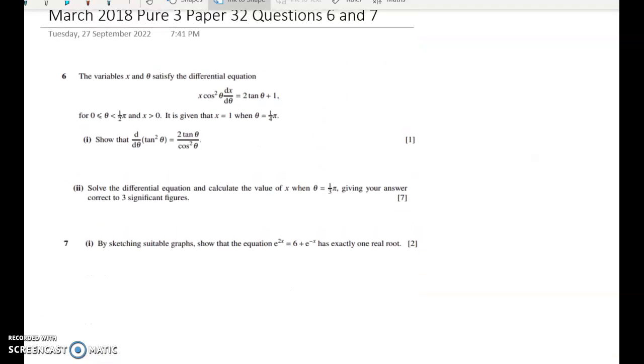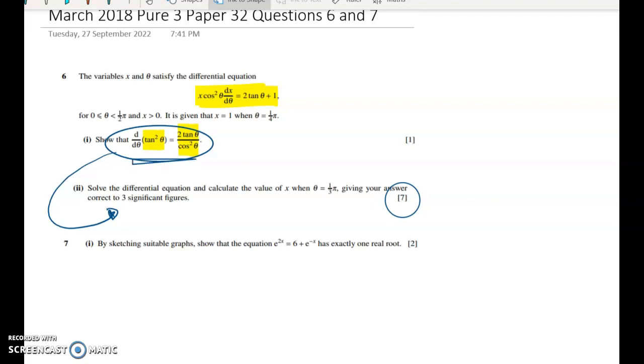So in the first question, we're given a DE. This is it here. And the first thing we have to do is to show that when we differentiate tan squared of theta, that we get this. Then we're going to use that result, presumably, somewhere in the second half of the question. And there were a bunch of you who didn't realise that this was massively helpful in this second part of the question. Right? So that's how these problems are usually structured. There's usually a little bit of a clue to start with, and that leads you into the harder part.